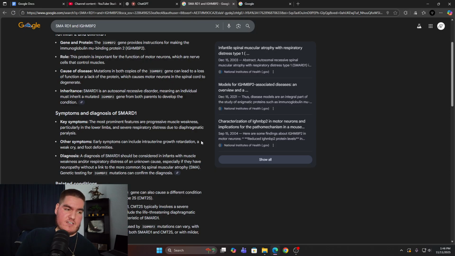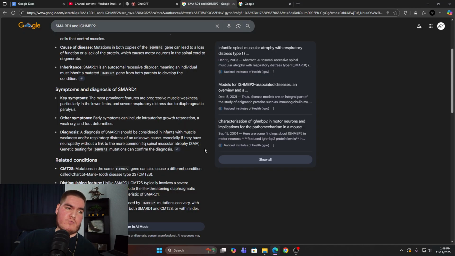Symptoms and diagnosis of SMARD1. Key symptoms. The most prominent features are progressive muscle weakness, particularly in the lower limbs, and severe respiratory distress due to diaphragmatic paralysis. What does this mean? So in simpler terms, the main symptoms of SMARD1 include muscle weakness that gets worse over time, especially in the legs, and severe breathing problems. The breathing difficulties happen because the diaphragm, which is the main muscle that helps you breathe, becomes paralyzed or very weak. So this combination of muscle weakness and trouble breathing are the hallmark signs of the condition.